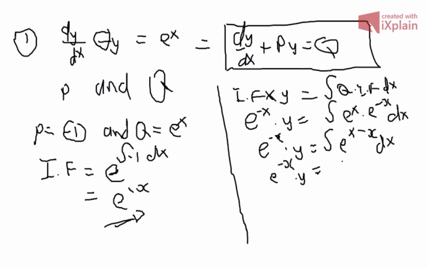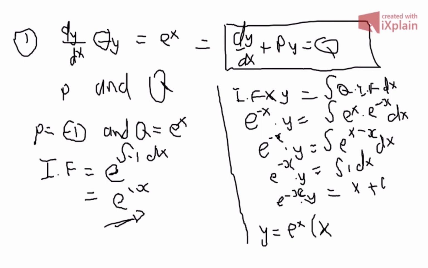Will be actually 0. So e to the power 0 will be just 1, then dx. Then e^(-x) y is equal to x plus C. Then from there we have to solve for y. Then y is equal to, we divide both sides by e to the power negative x, we will have e^x (x plus C). So this will be our final answer.